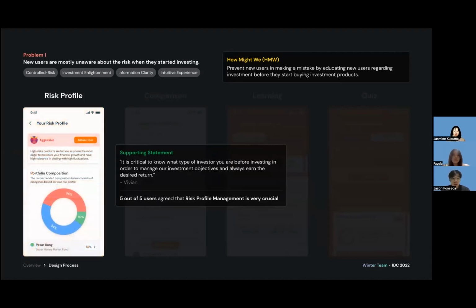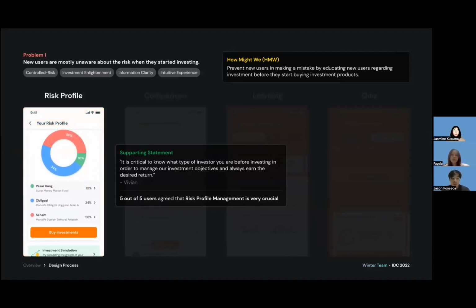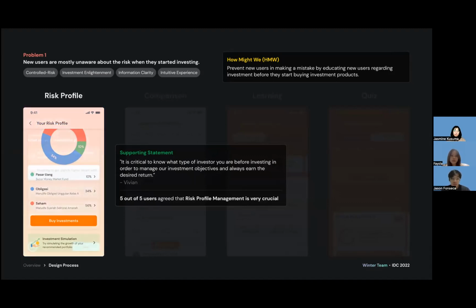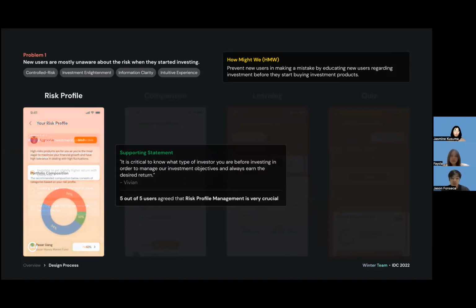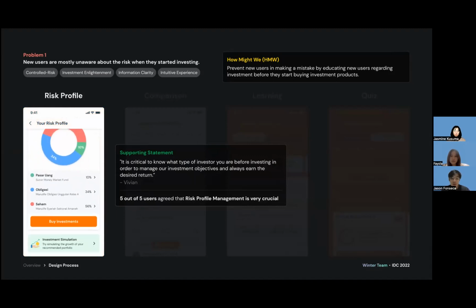Next, these features are incorporated based on the problems. First, most users are unaware about the investment risks. 4 design solutions are proposed for it. First, risk profile assessment, a quiz to identify user risk profile characteristic where user will be recommended products based on their risk profile and they can simulate according to their recommended composition.